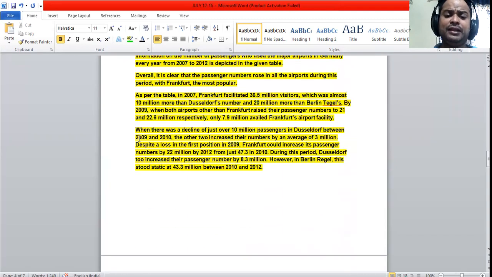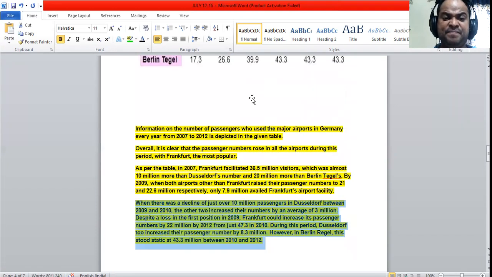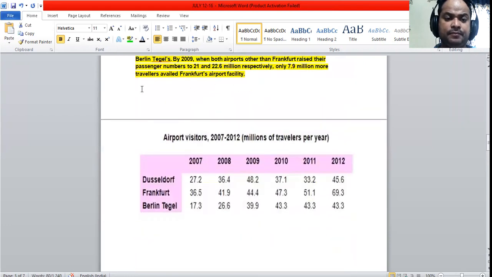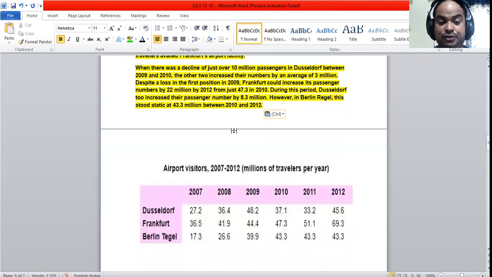Now I am moving with the next particular paragraph here. The next particular paragraph, it's here. When there was a decline of just over 10 million passengers in this percentage, you can see that there is a decline here, almost 10%, 10 million, right? 10 million passengers between this point and this point.